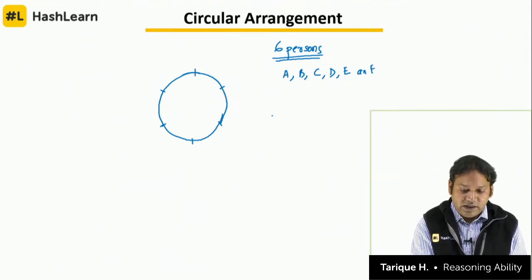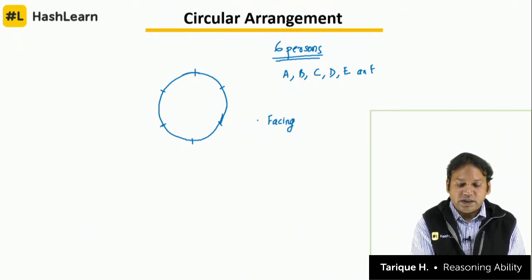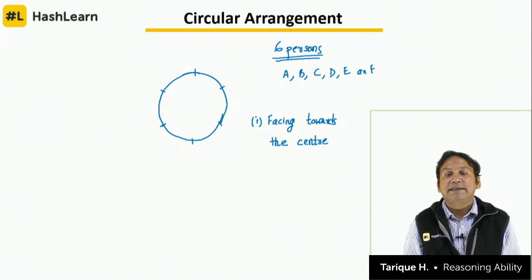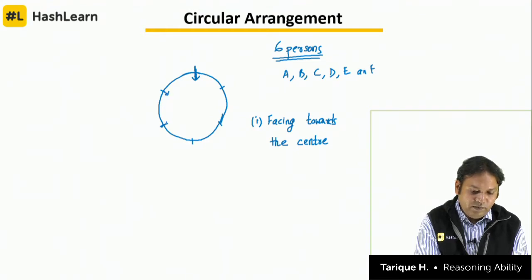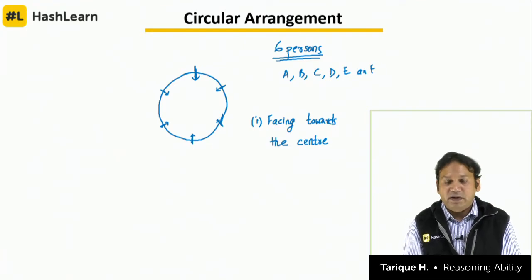So say they are facing, suppose the persons are facing, the two things are there. One, facing towards the center. If the persons are facing towards the center, what does it mean? All the 6 persons are facing towards the center. So जैसे यहाँ पे ये बैठा है, he is facing towards the center. All the persons are facing towards the center. So if the persons are facing towards the center, which side will be your right, which side will be your left? So let's take this question.